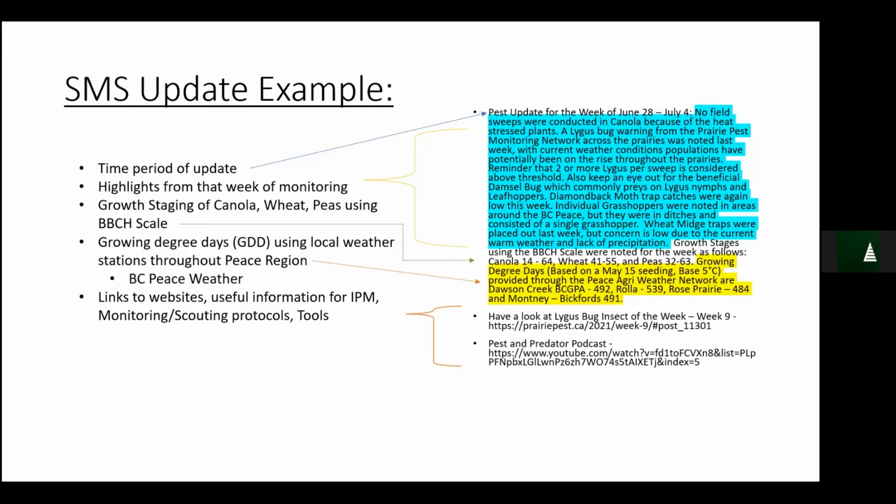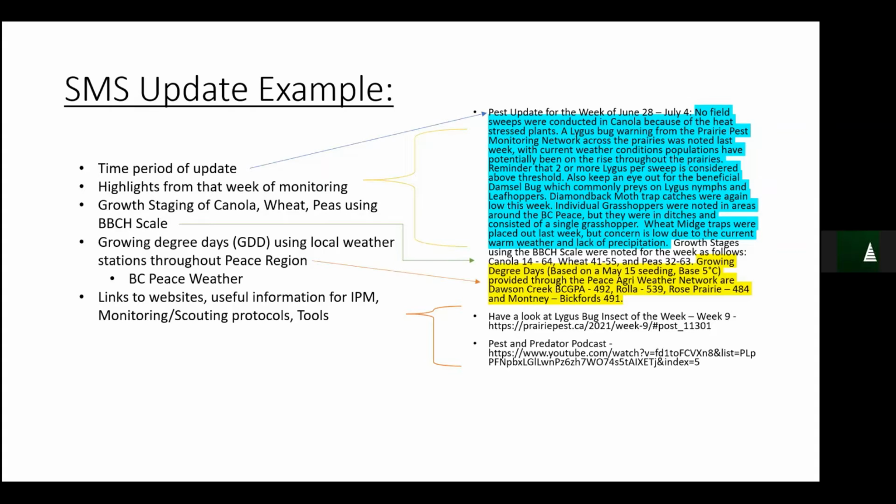We also provide growth staging of canola, wheat, and peas using a BBCH scale for agrologists. And we also do growing degree days using our local weather station. So we have a BC Peace Agri Weather Network, and that's 21 stations that have been set up through the Peace region to try and get some more localized weather. So we use those in conjunction to try and determine some pest issues. That website has some tools also for producers in the region that they can access for IPM.